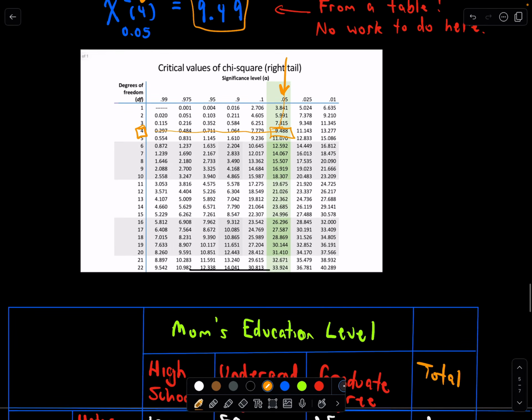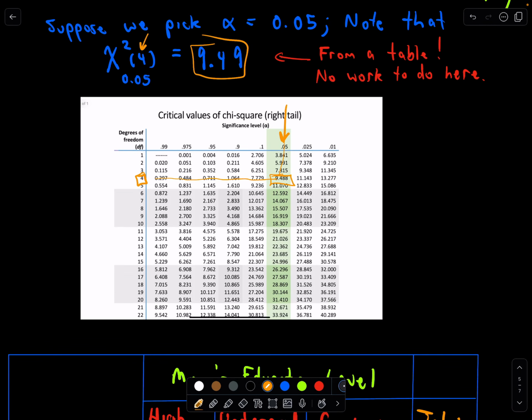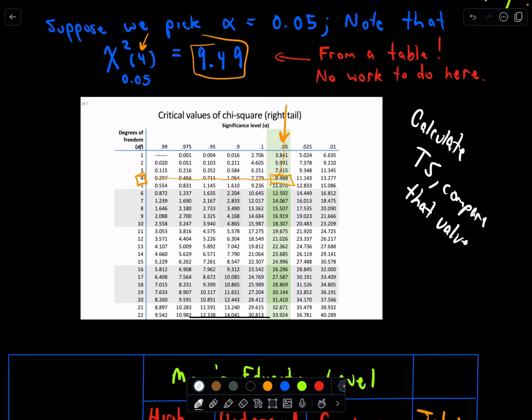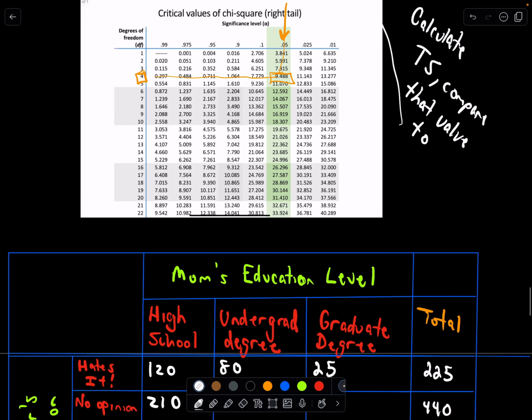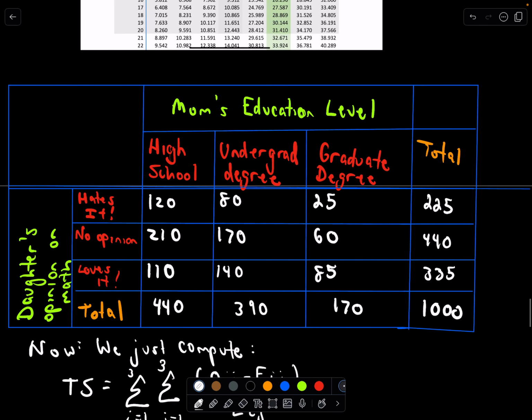Now, what do we do at this point? The only thing we have to do now is calculate our test statistic, and compare that value to this value we just found. That's all we have to do. Calculate this test statistic, compare it, then make a conclusion. So again, I haven't done much work yet.